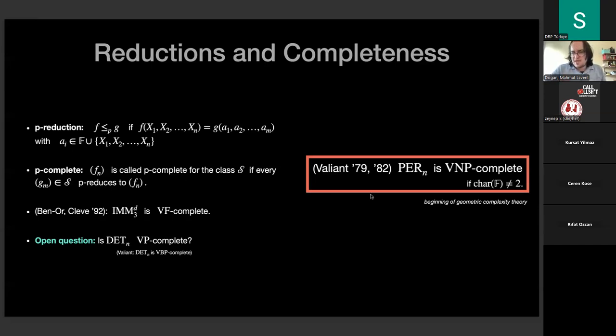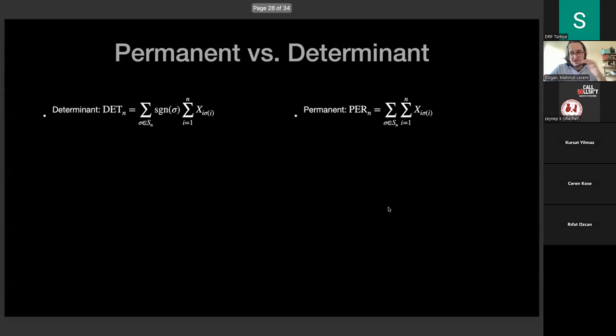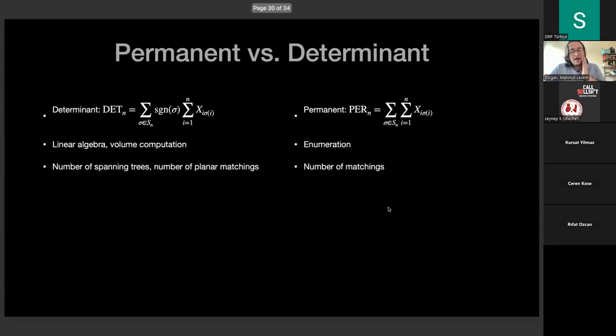Valiant proved that the permanent is VNP complete, which is the beginning of this whole geometric complexity theory. And it implies that you only need to consider the permanent. So this reduces the whole problem to the question of permanent versus determinant. You have these two polynomials, determinant and permanent. The determinant appears everywhere in linear algebra. It counts the number of spanning trees in a graph, and it is the Alexander polynomial in knot theory.